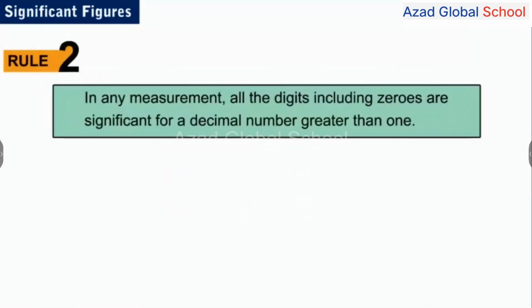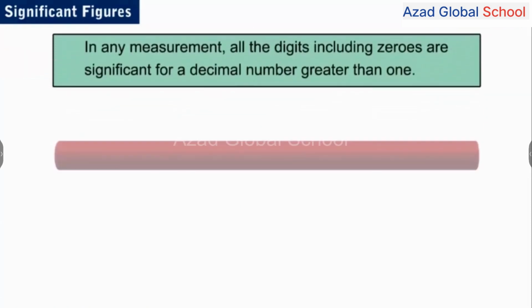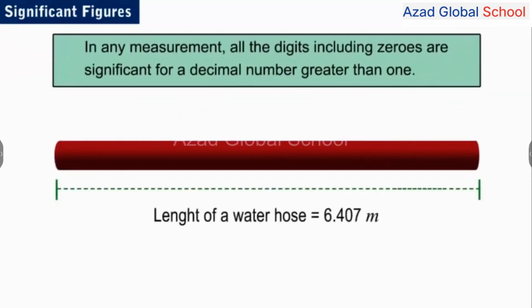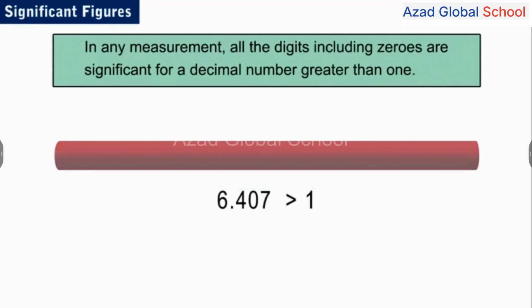The second rule says that in any measurement, all the digits including zeros are significant for a decimal number greater than 1. Here, we had the length of the water hose, which measures 6.407 meters. This number is greater than 1. There are 4 significant figures in this number.